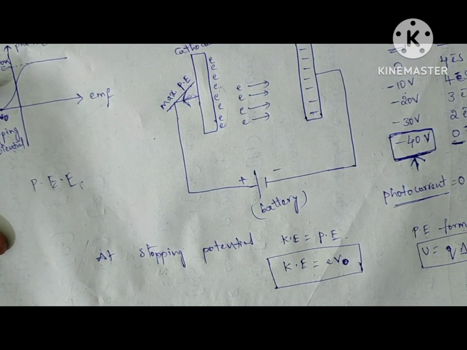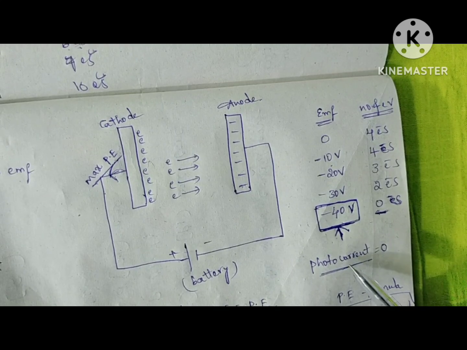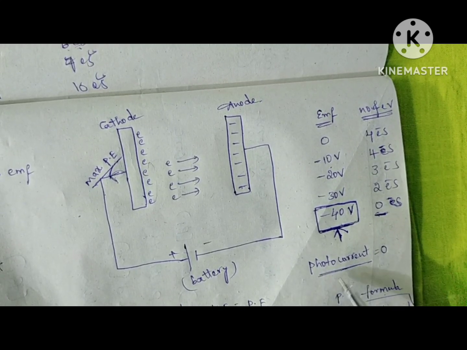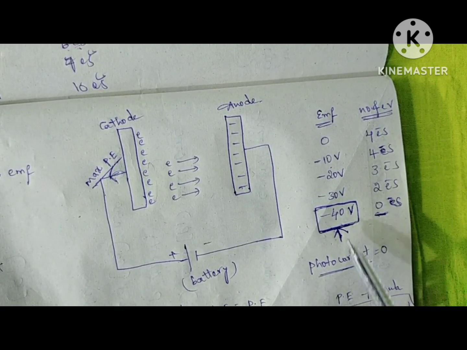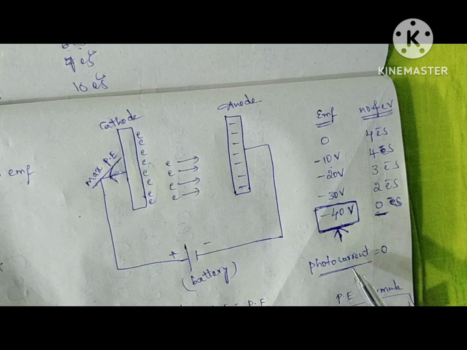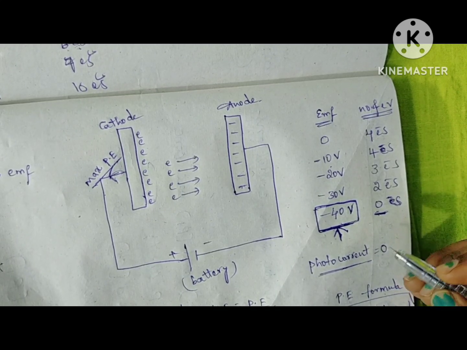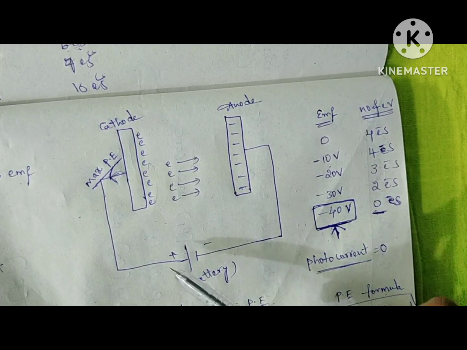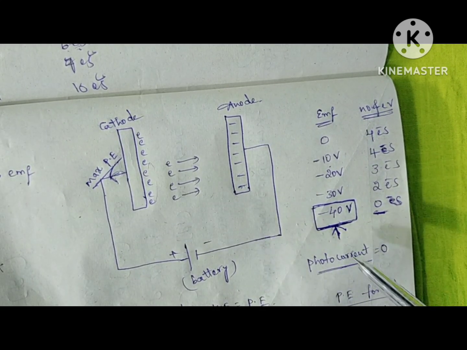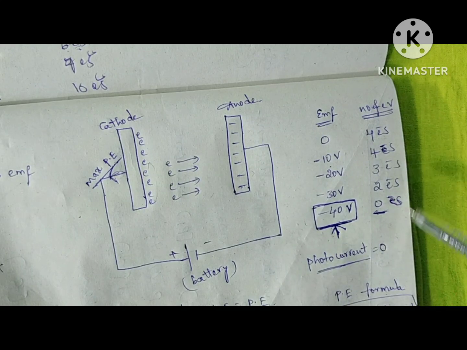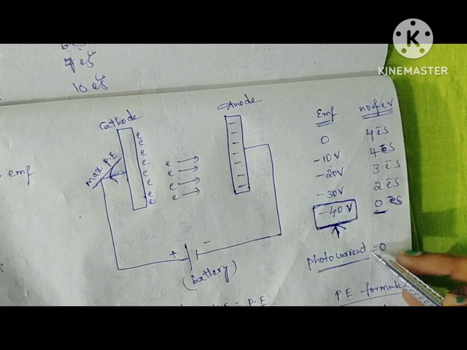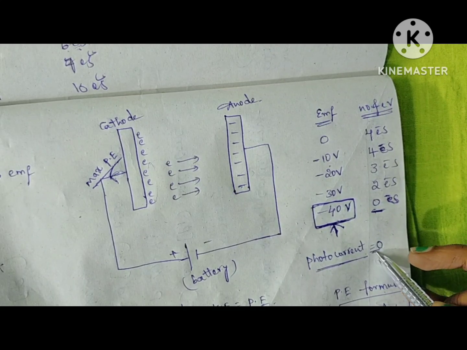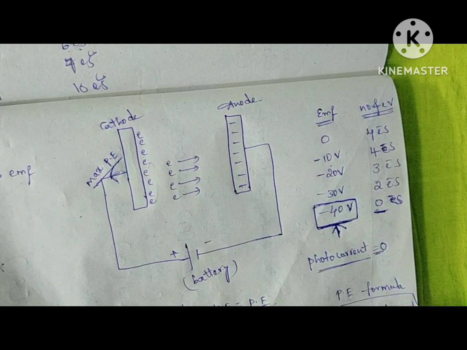Okay. Here, at this value of potential, no current flows. So photocurrent becomes 0. I'll say again, at this value of potential, no current flows. So photocurrent becomes 0. So this value of potential at which photocurrent is 0 is called stopping potential.